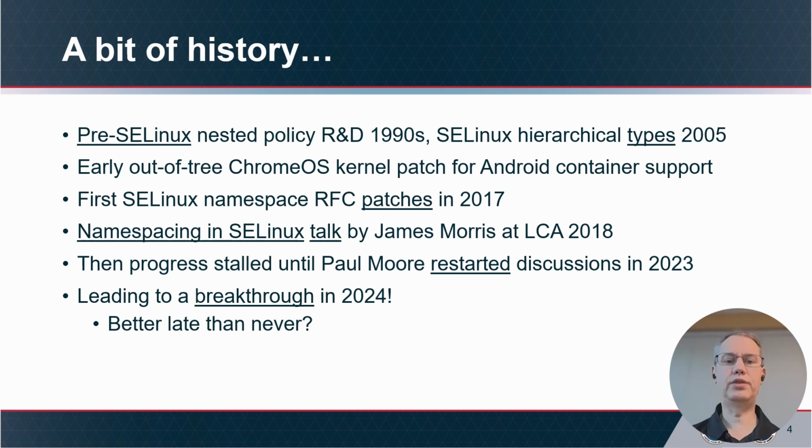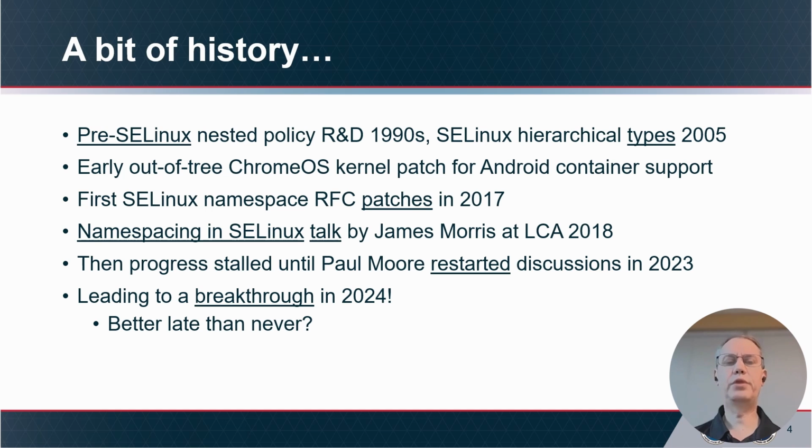Chrome OS encountered this challenge quite some time ago when it began to add support for Android containers running on Chrome OS. And their solution consisted of a custom out-of-tree kernel patch and policy to allow them to support their particular use case. But this was never upstreamed or generalized. It wasn't until 2017 that the first set of SELinux namespace patches were first posted to the SELinux mailing list for discussion. This led to further work contributed by James Morris, which was presented at LCA back in 2018.